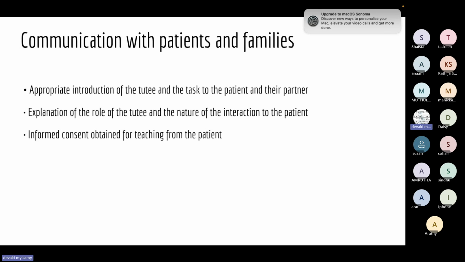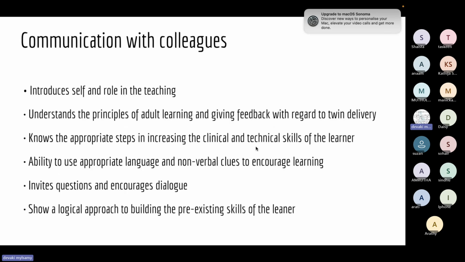Explanation and consent is again communication with patient and family. Explanation of role of the trainee, nature of the interaction to the patient. Informed consent obtained for teaching from the patient. So whenever teaching will be there on a live patient, if the communication with patient and family domain is there, we need to explain to the patient what we are doing, what we are going to do, and how we are going to conduct a twin delivery.